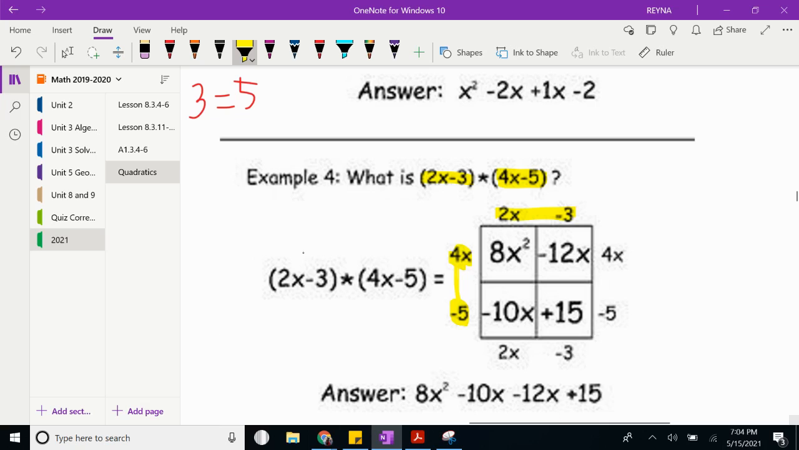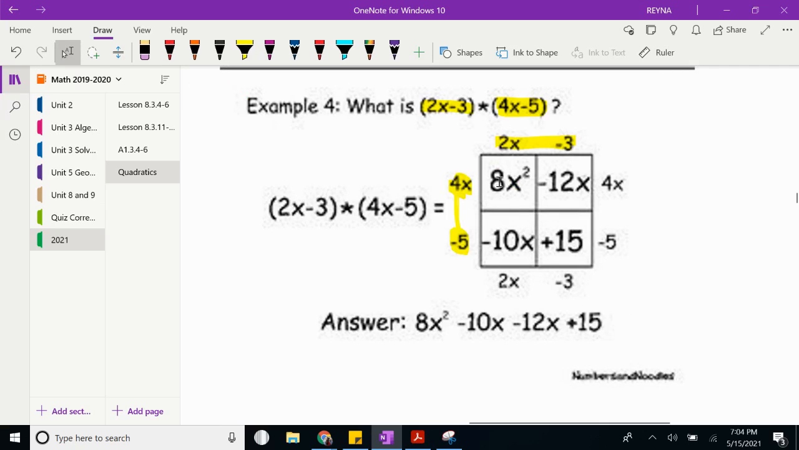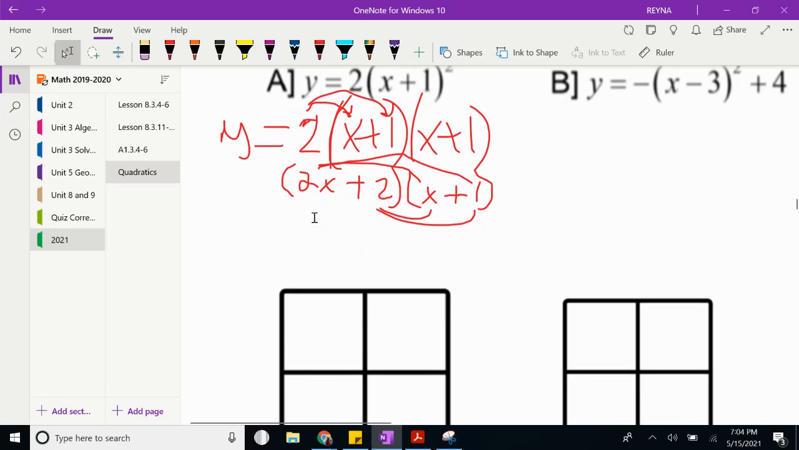And then once you have everything in your box, you can just write them all out. So these are your answers. You got your 8, you got your 10, you got your 12, and you got your 15. You just bring it all down. And then normally we would combine these numbers. So we would combine these ones because they're like terms. Okay, it looks a little funny, but we have 2x plus 2.